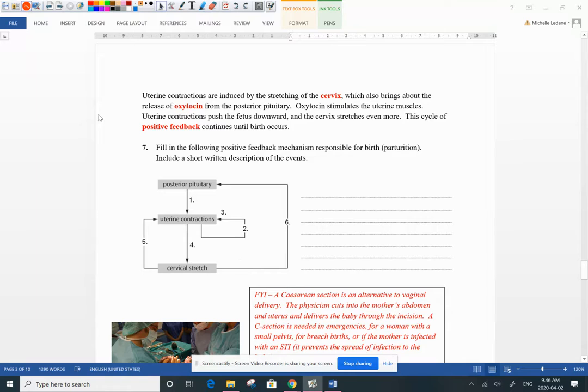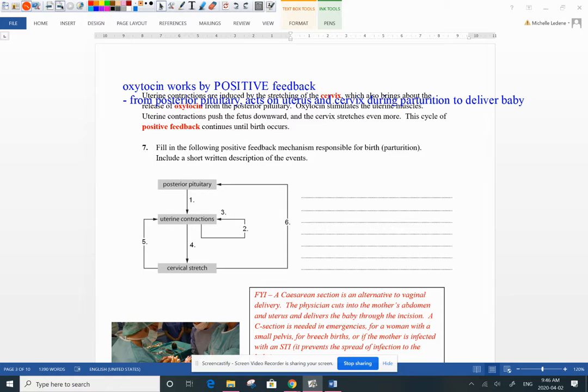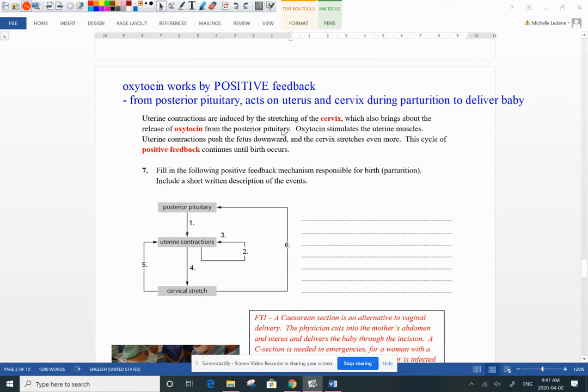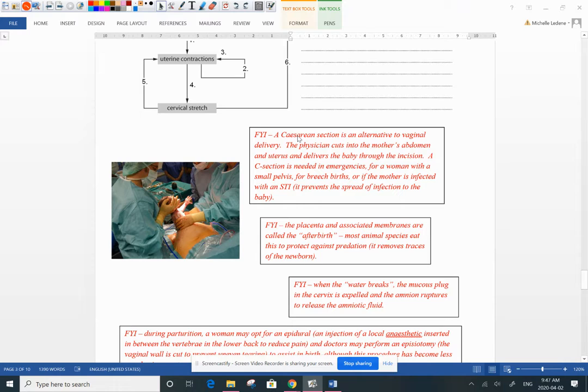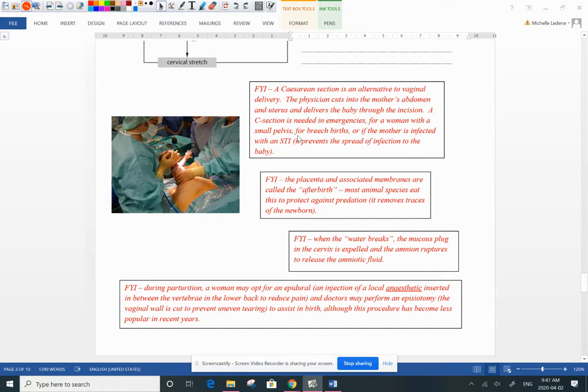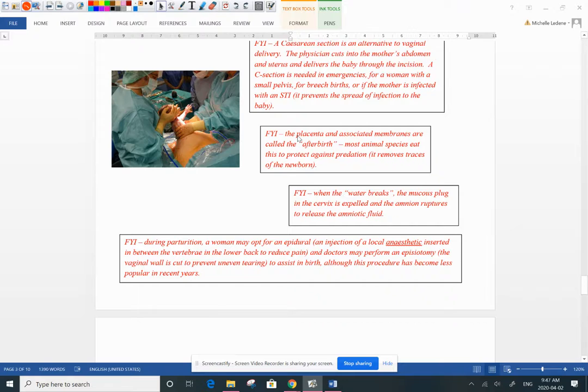In terms of these events in birth, remember that oxytocin is working by positive feedback. It is secreted from the posterior pituitary because, again, of nerve impulses. This is our sympathetic nervous system. And we're acting on the uterus and the cervix during parturition to help deliver the baby. So again, you can fill in the positive feedback loop. And then there's interesting stuff on C-sections, the afterbirth, what happens when the water breaks, etc.